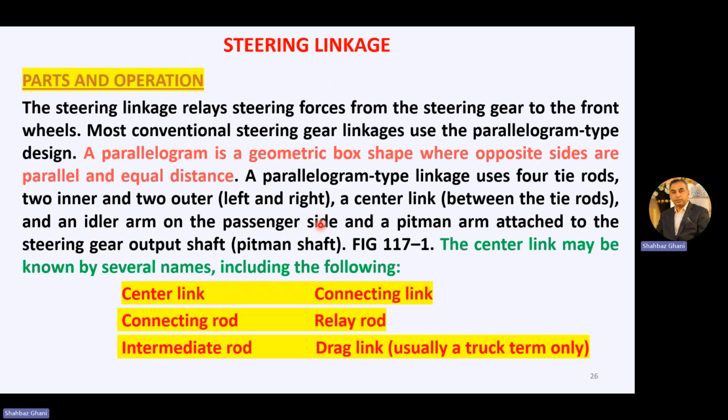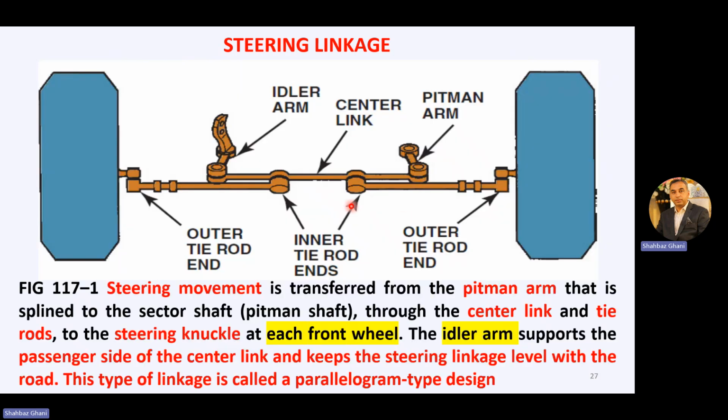The last part is the steering linkages. After the gearbox, the steering linkages relay the steering forces from the steering gears to the front wheels. Most conventional steering gear linkages use the parallelogram type design. The parallelogram is a geometric box shape where the opposite sides are parallel and equal. The center link may have different names, like shown here.